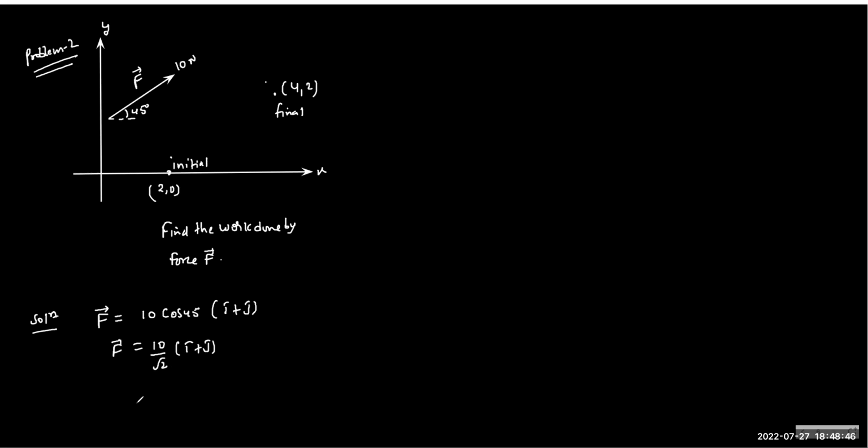Now given the points, can we find the displacement, guys? Yes or no? Yes, sir. So 4 minus 2 is 2 i cap. Am I right? And 2 minus 0 is 2 j cap. So can we write it like this? And therefore, the work done by F will be F dot delta r. So 10 by root 2 (i plus j cap), and 2 is a number I can multiply separately, dot.